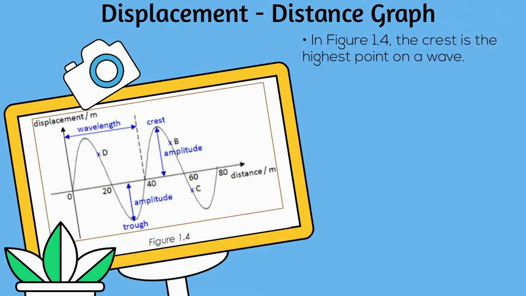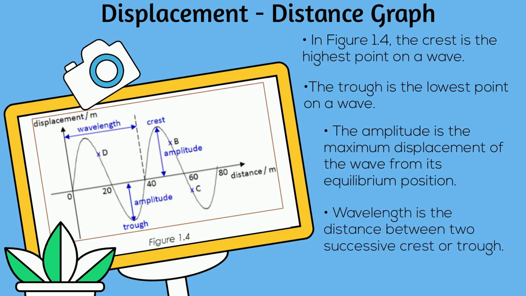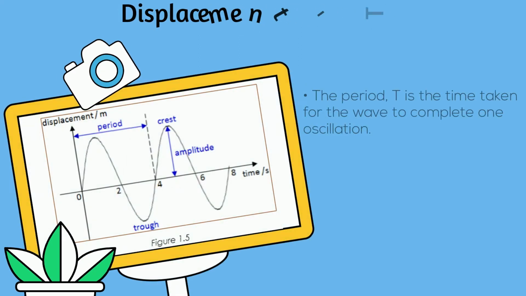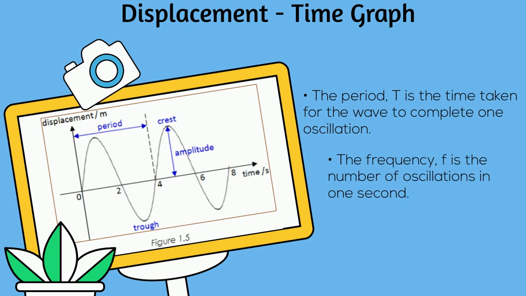In Figure 1.4, the crest is the highest point on a wave. The trough is the lowest point on a wave. The amplitude is the maximum displacement of the wave from its equilibrium position. The wavelength is the distance between two successive crests or troughs. Period T is the time taken for the wave to complete one oscillation. The frequency f is the number of oscillations in 1 second.